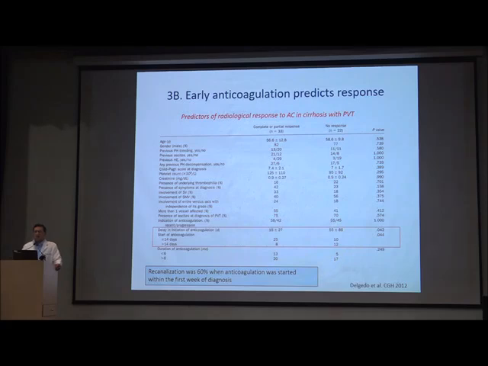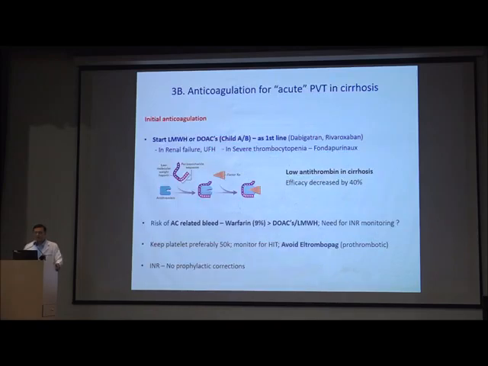The timing of anticoagulation therapy is the most important consideration while starting anticoagulation in the presence of PVT, and this study showed the predictors of radiological response to anticoagulation therapy in cirrhosis with PVT. What they found was that the only risk factor for a poor radiological response was delay in the initiation of anticoagulation therapy. So when planning to start anticoagulation therapy, it should be started as early as possible, within 2 weeks of the diagnosis, and a delay leads to a poor radiological response and a high risk of development of chronic PVT.